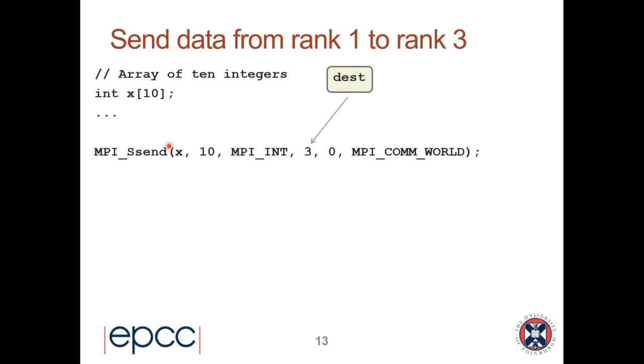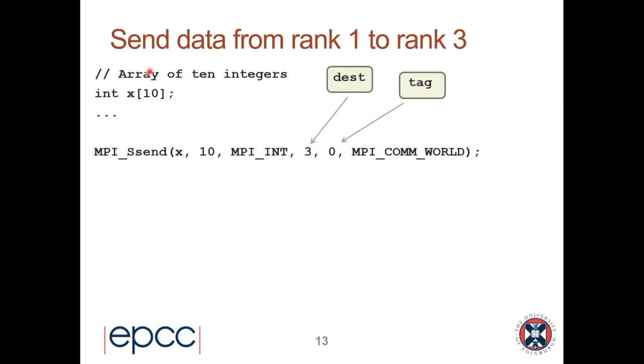The destination: I want to send it to rank 3. And the tag is extra information you can put on a message. A tag is like when you get bills, they come in red envelopes. So you have red messages and white messages. A tag is just extra information you can add to a message, and it may or may not be useful. We'll come back to it later. But the destination is, let's send x, which is 10 integers, to 3, and we want to tag the message with 0.